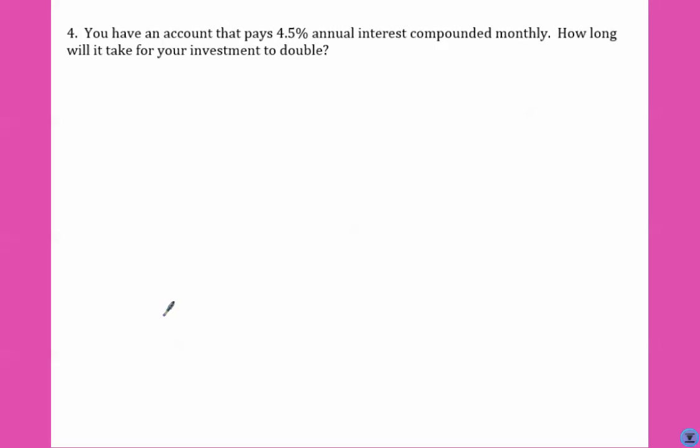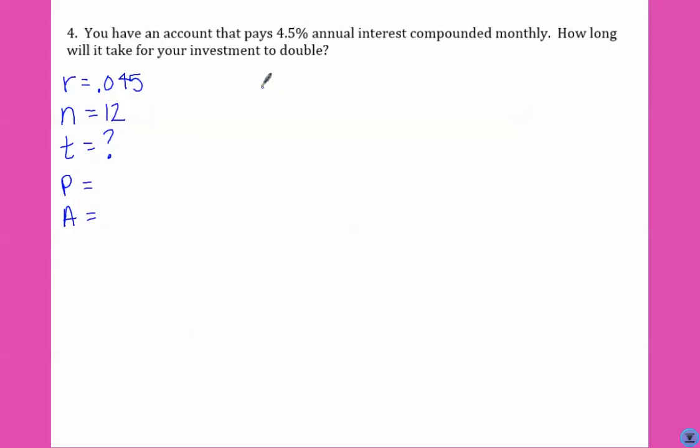You have an account that pays 4.5% annual interest, so our rate would be 0.045. The interest is compounded monthly, so n is 12. How long, so we're looking for time, will it take for your investment to double? So we don't know what our principal is or what our A, our final amount, is. And we can't have 3 variables in one equation and solve it.